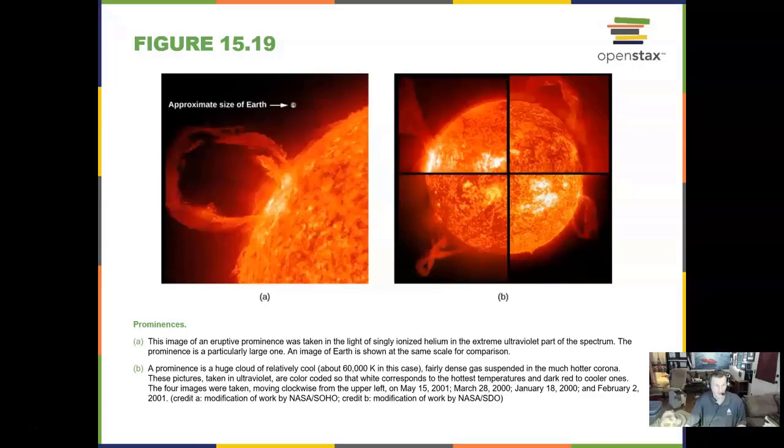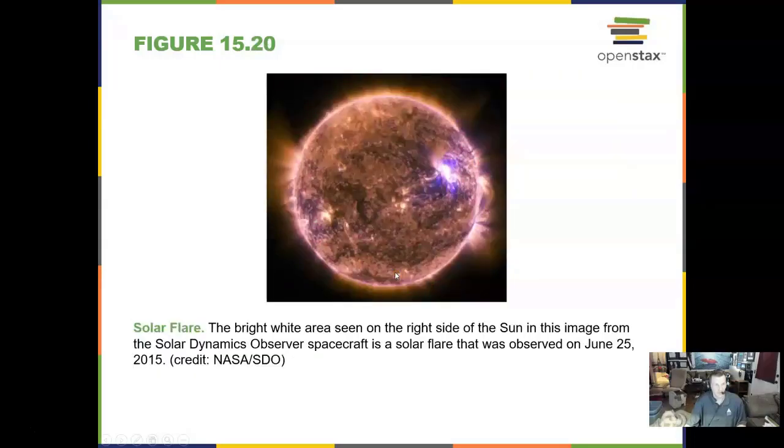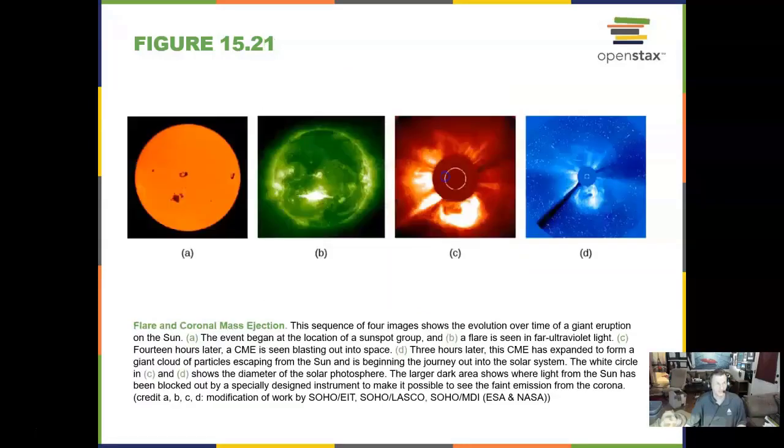Prominences are large eruptions on the Sun. You saw a picture of the Earth earlier next to one. A solar flare comes from the Sun, and we see one here in white coming out. These are hot, large explosions, very intense. We can have flares and coronal mass ejections, and we see those in these four images.